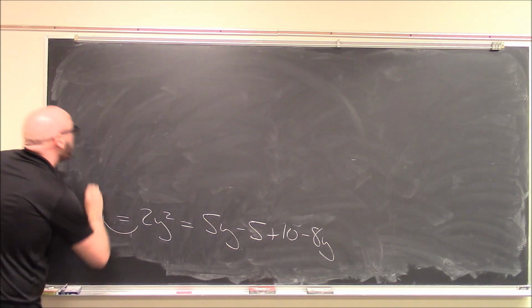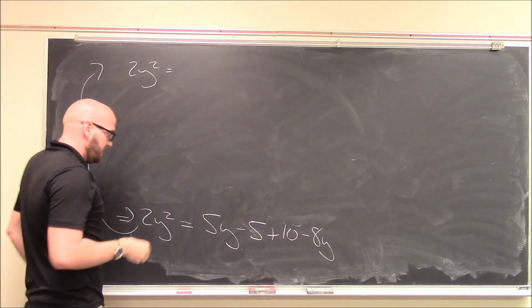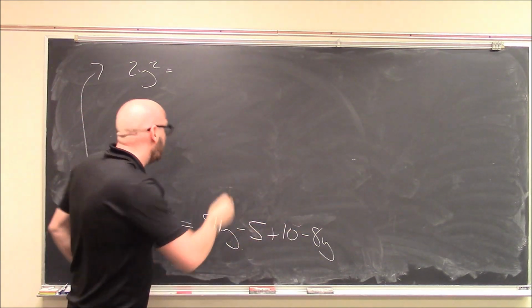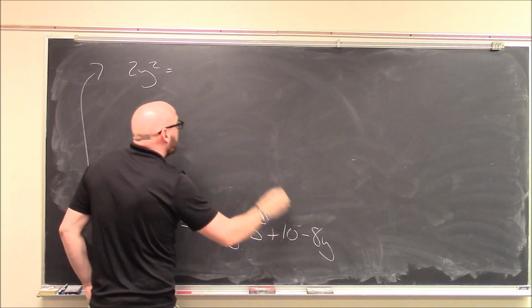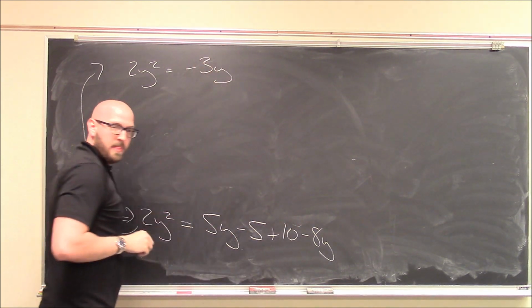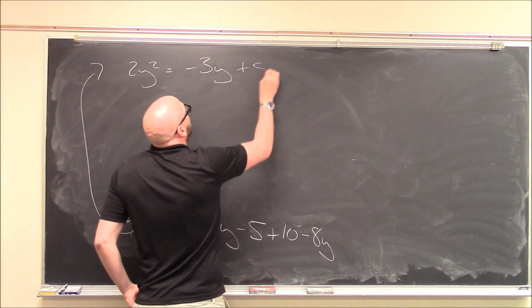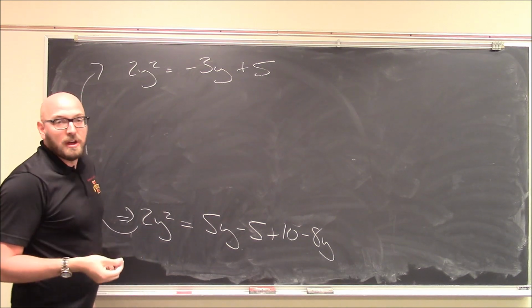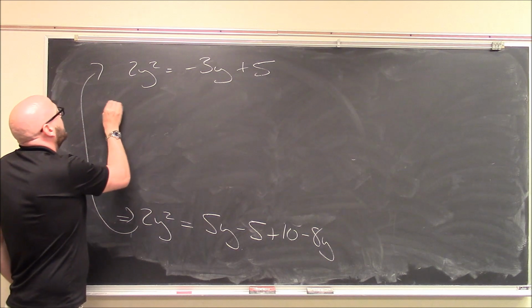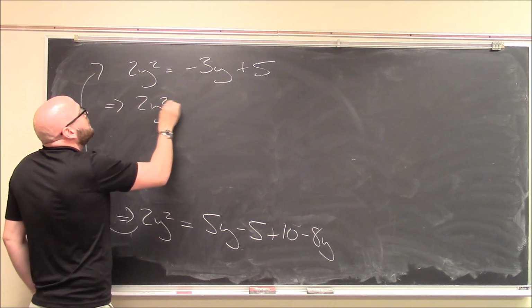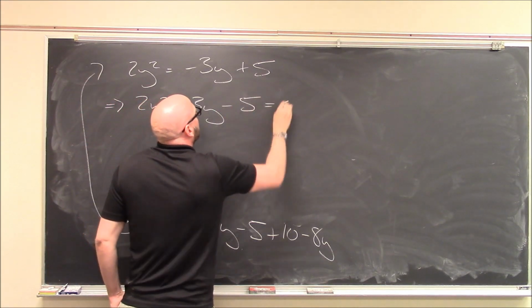And so bringing this all the way back up, we've got 2y squared is equal to 5y minus 8y, it's minus 13y, nope. 5y minus 8y is minus 3y, sorry. Minus 5 plus 10 is plus 5. So this is a quadratic equation. It's not in the standard form though. I would need 0 on the right, so we'll just move everything to the left. 2y squared plus 3y minus 5 equals 0.